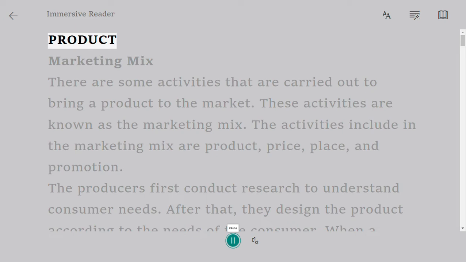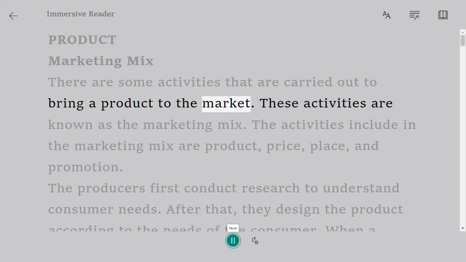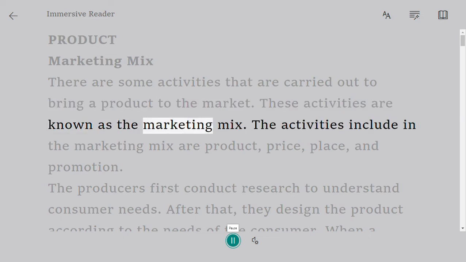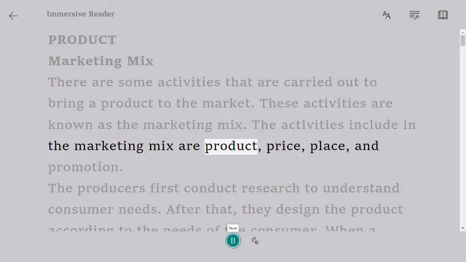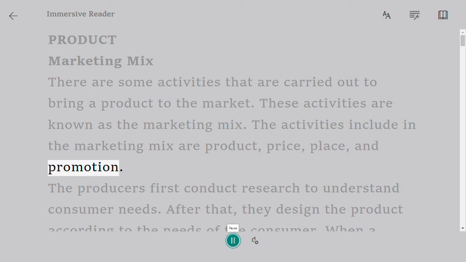Product. Marketing mix. There are some activities that are carried out to bring a product to the market. These activities are known as the marketing mix.